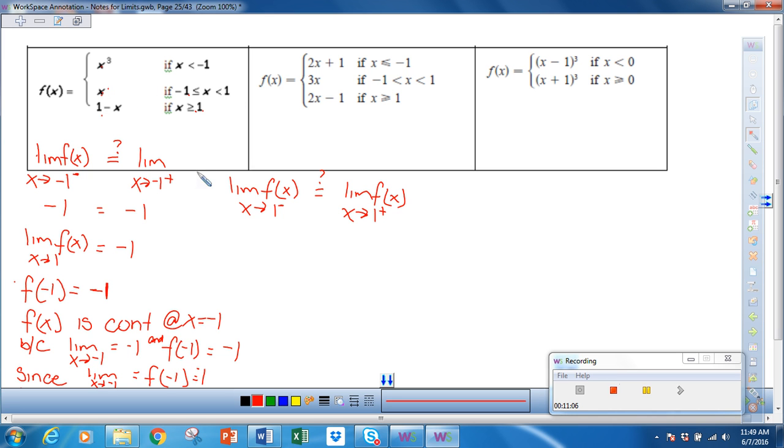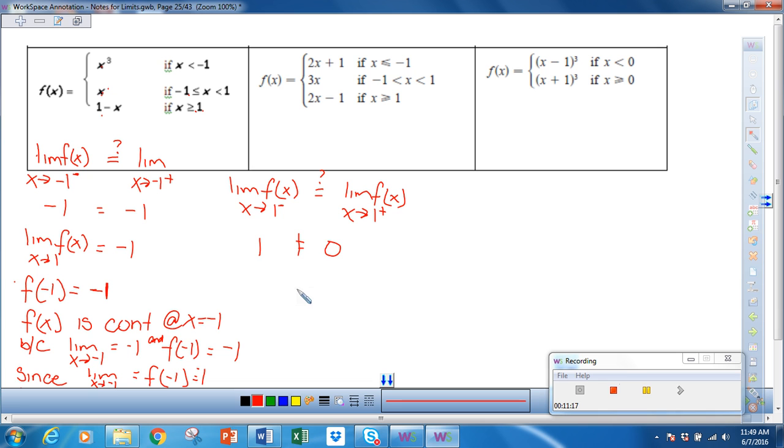Once again, doing a direct substitution, I find that that's 1. Doing a direct substitution, I'm now going to have 1 minus 1, which is 0. Are those two equal? No. Now, because it failed the first part, it is not necessary to go to the next part.